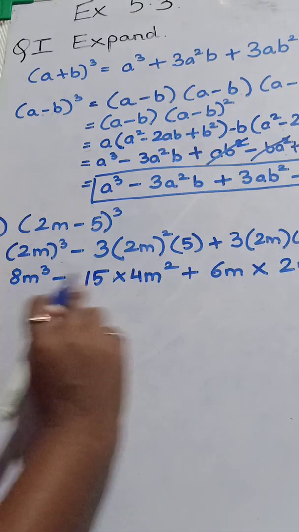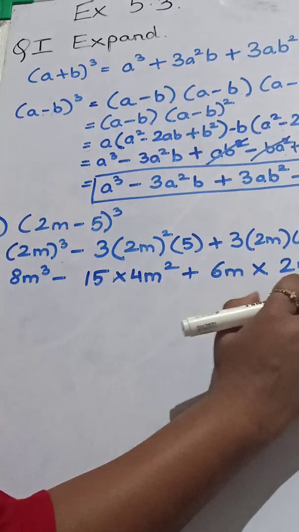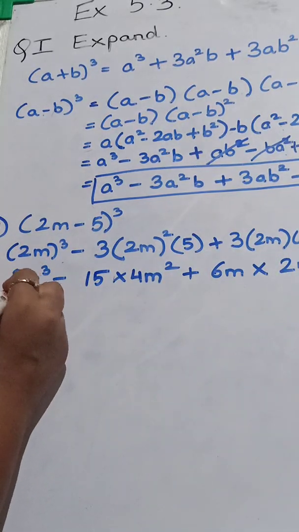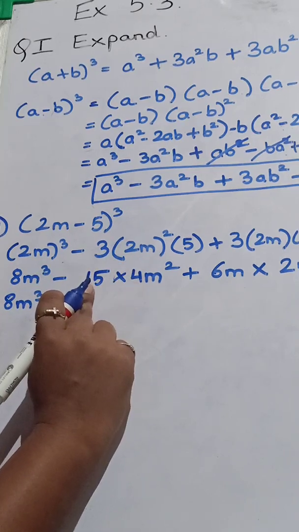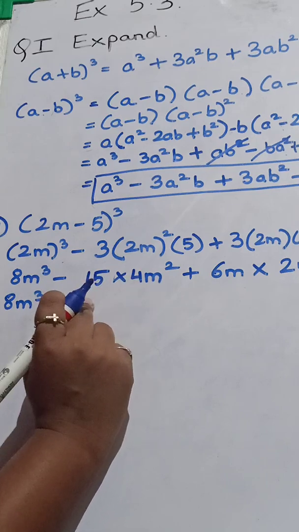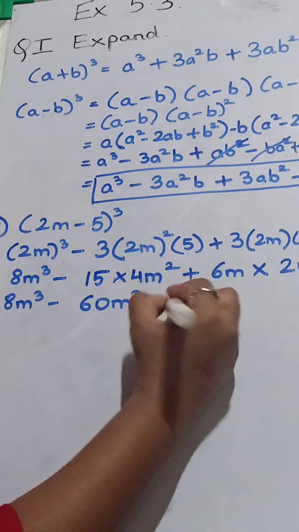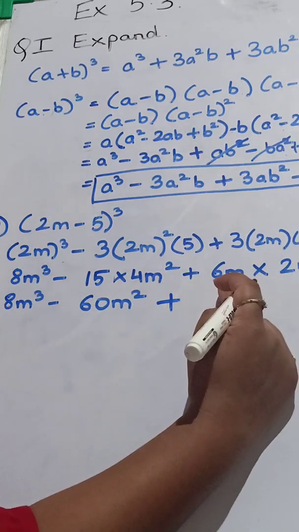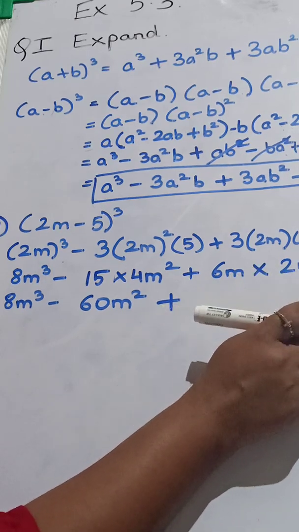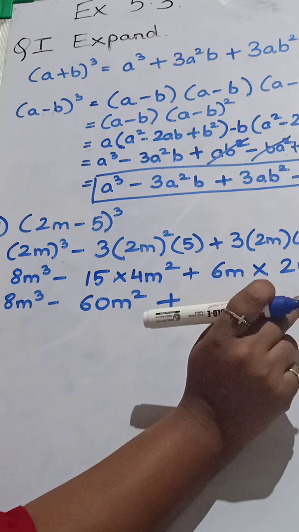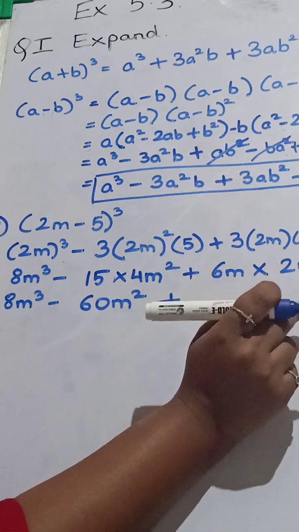So now we have finished solving the brackets. We have finished opening all the brackets. Now we will directly solve. So 8m cube will be as it is, 8m cube minus 15 into 4. You all know 15 4s are 60. So we will write here directly 60m square plus 25 into 6 we have to do. So 25 4s are 100, 25 5s are 125, and 25 6s are 150.